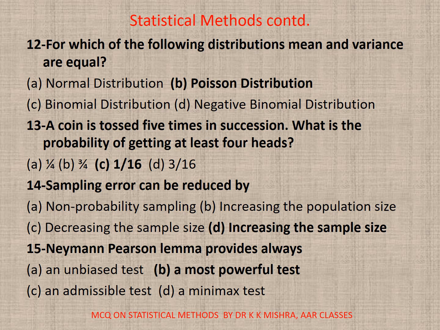13. A coin is tossed 5 times in succession. What is the probability of getting at least 4 heads? So here, if you calculate, you will find option C to be correct as 1 by 16.